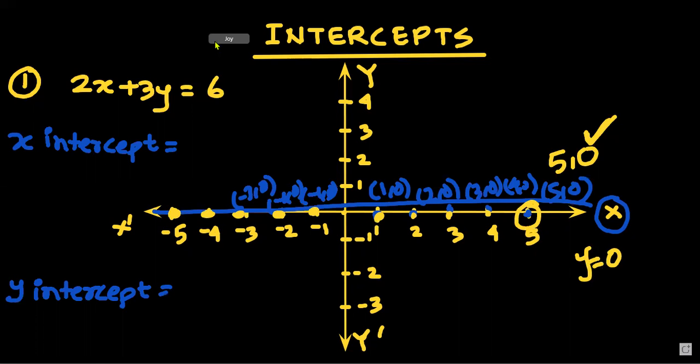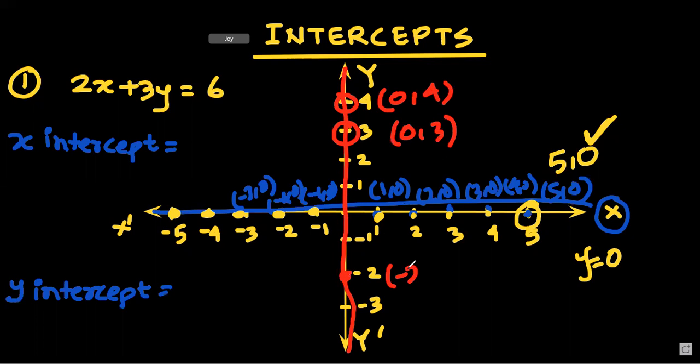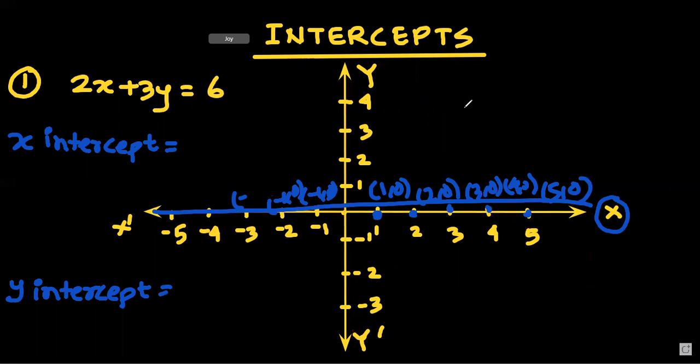And similarly, you can take some points on the y-axis. On the y-axis, if you take any point, suppose 4, this point is 0, 4. This point is 0, 3. Take this point, this is 0, negative 2. So you can see for all the points on the y-axis, the x coordinate is 0. That means the equation of the y-axis is x equals 0. So what are the two things you need to remember here? The equation of the x-axis and the equation of the y-axis.